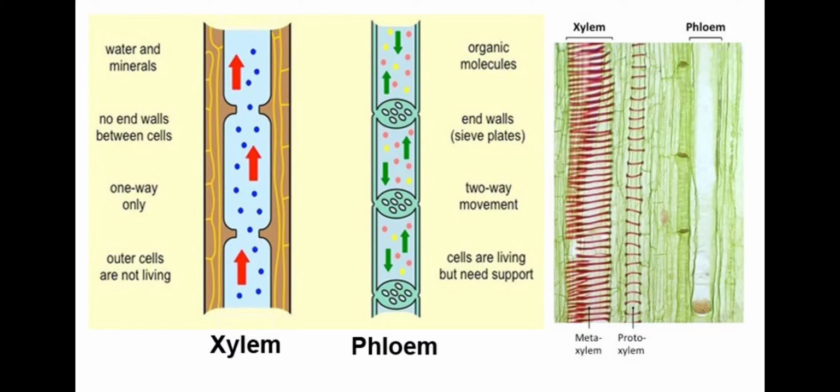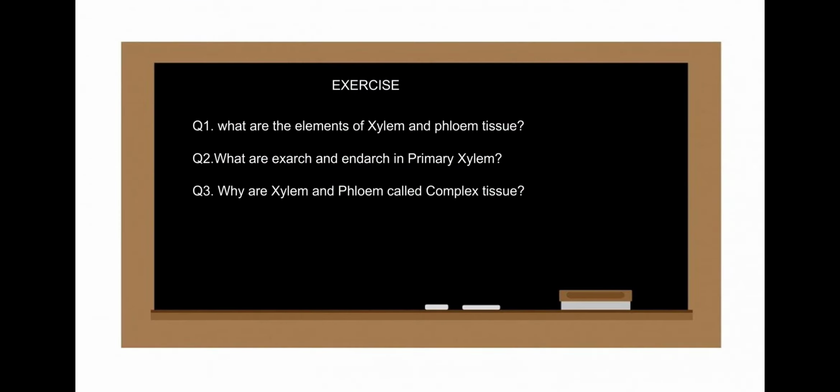We also have another diagram which depicts how the xylem and phloem are arranged as a vascular bundle. Now at the end we have a little exercise. You can stop the video here and attempt these questions so that you can have an understanding of the concept and evaluate yourself.